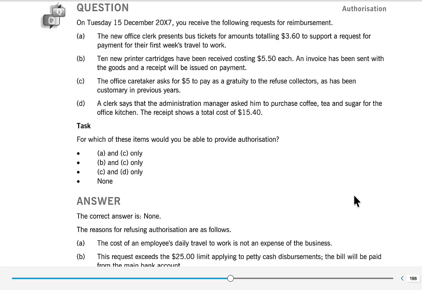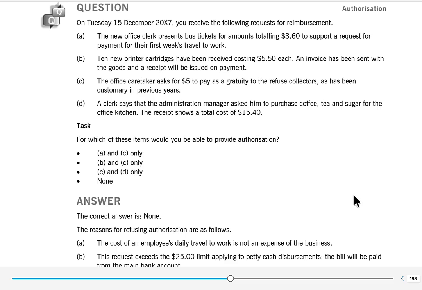Part 1. What the question is asking you to do. The question says, on Tuesday, 15th December, 20x7, you receive 4 different requests for reimbursement. Reimbursement means someone paid or wants money back, and they are asking petty cash to pay them. Then the question gives 4 cases, letter A to letter D, and it asks one clear task. For which of these items would you be able to provide authorization? Authorization means approval. It means you have the right to say, yes, pay this from petty cash.